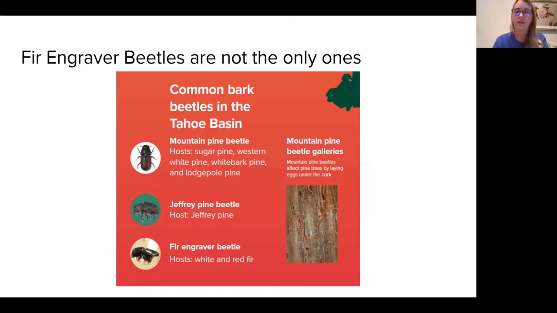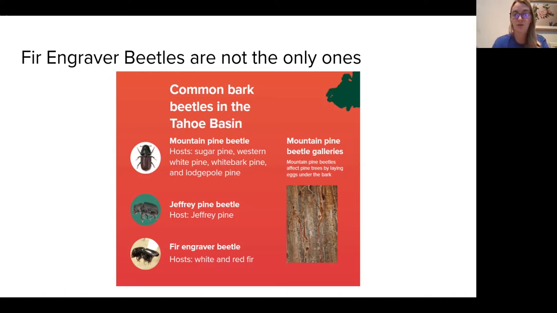The reason why this example is so important is because fir engraver beetles are not the only type of beetle found in Tahoe's forests. Bark beetles are a general term for beetles that infest trees. They burrow into the bark and eat it until the tree dies and move on. We have 3 types of bark beetle found in Lake Tahoe: the mountain pine beetle, the Jeffrey pine beetle, and the fir engraver beetle. And these are all things that threaten Tahoe's forests.